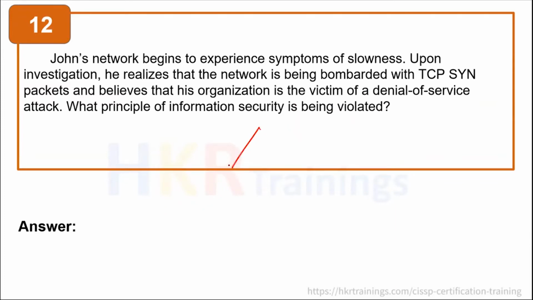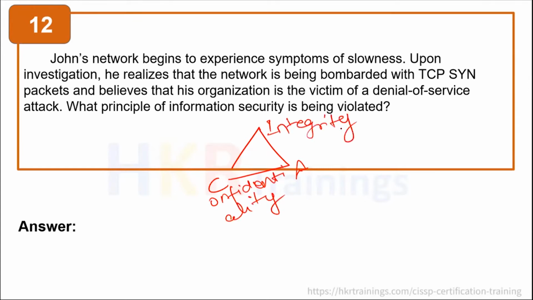So there are three principles of security that form the CIA triad. C is confidentiality. I is integrity. And A is availability.